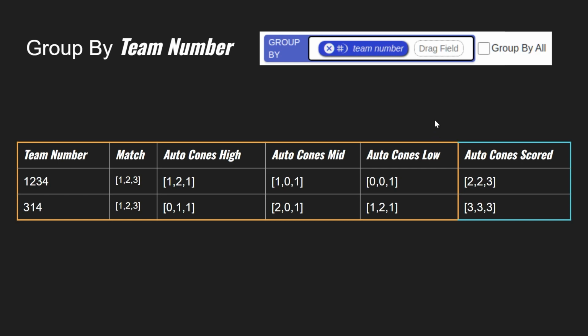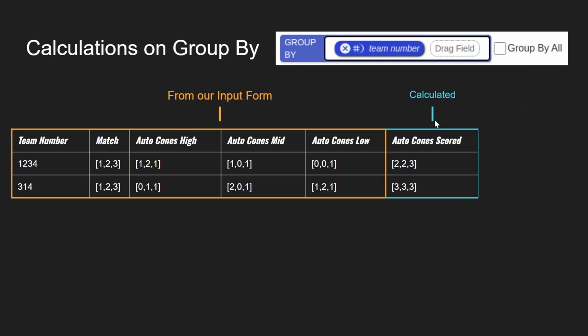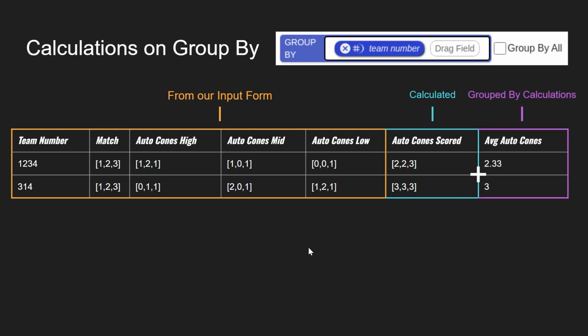So now what happens when you add a calculation onto that? Well, let's take that same table, right? So team number, match, auto cones high, mid, low, and auto cones score. And let's go ahead and add a calculation onto it. And that calculation is going to be the average number of cones scored in autonomous. So if we do that math by ourselves, it's pretty easy, right? So if we add up auto cones scored, we do 2 plus 2 plus 3, that's going to be 7. And then 7 divided by 3 gets us 2.33. That's the average number of auto cones scored per match. This one's even easier. 3 plus 3 plus 3 divided by 3 is 3.